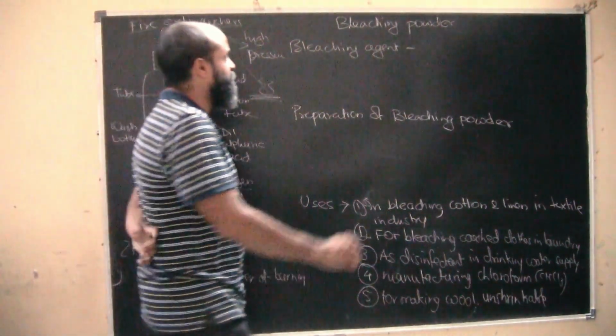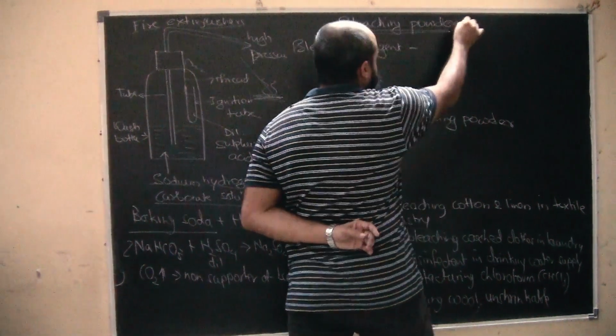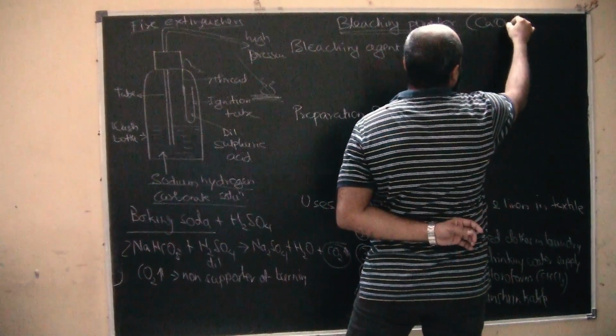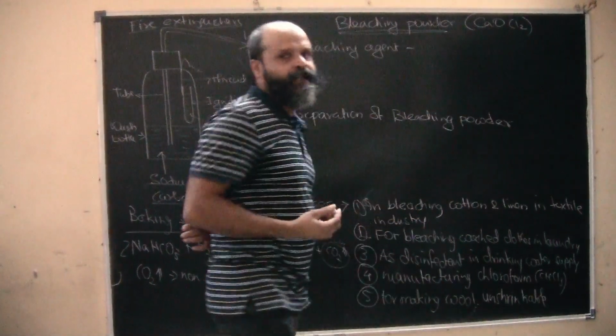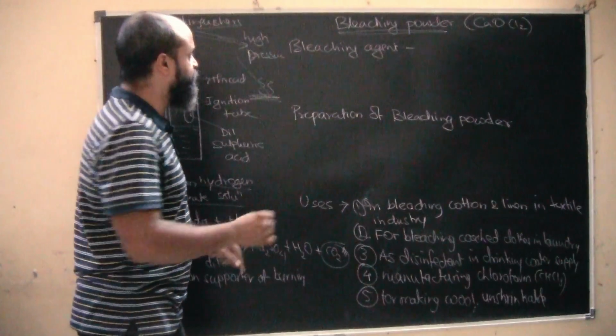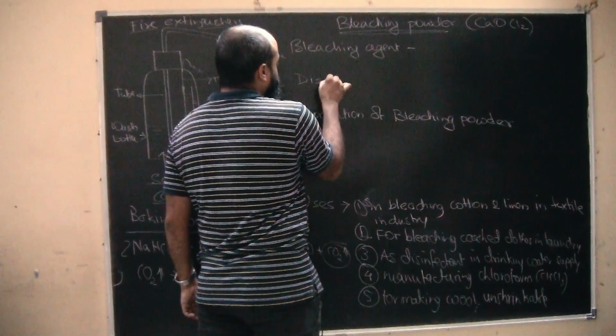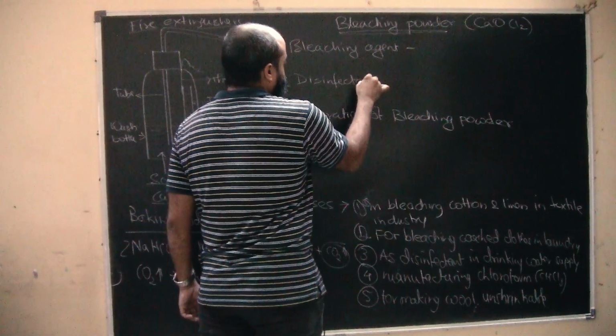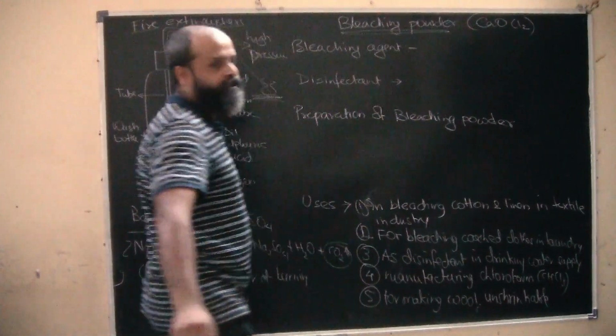What is bleaching powder? Bleaching powder is basically CaOCl2. Before we understand it, bleaching powder is very extensively used. Bleaching powder is used as a bleaching agent as well as a disinfectant.